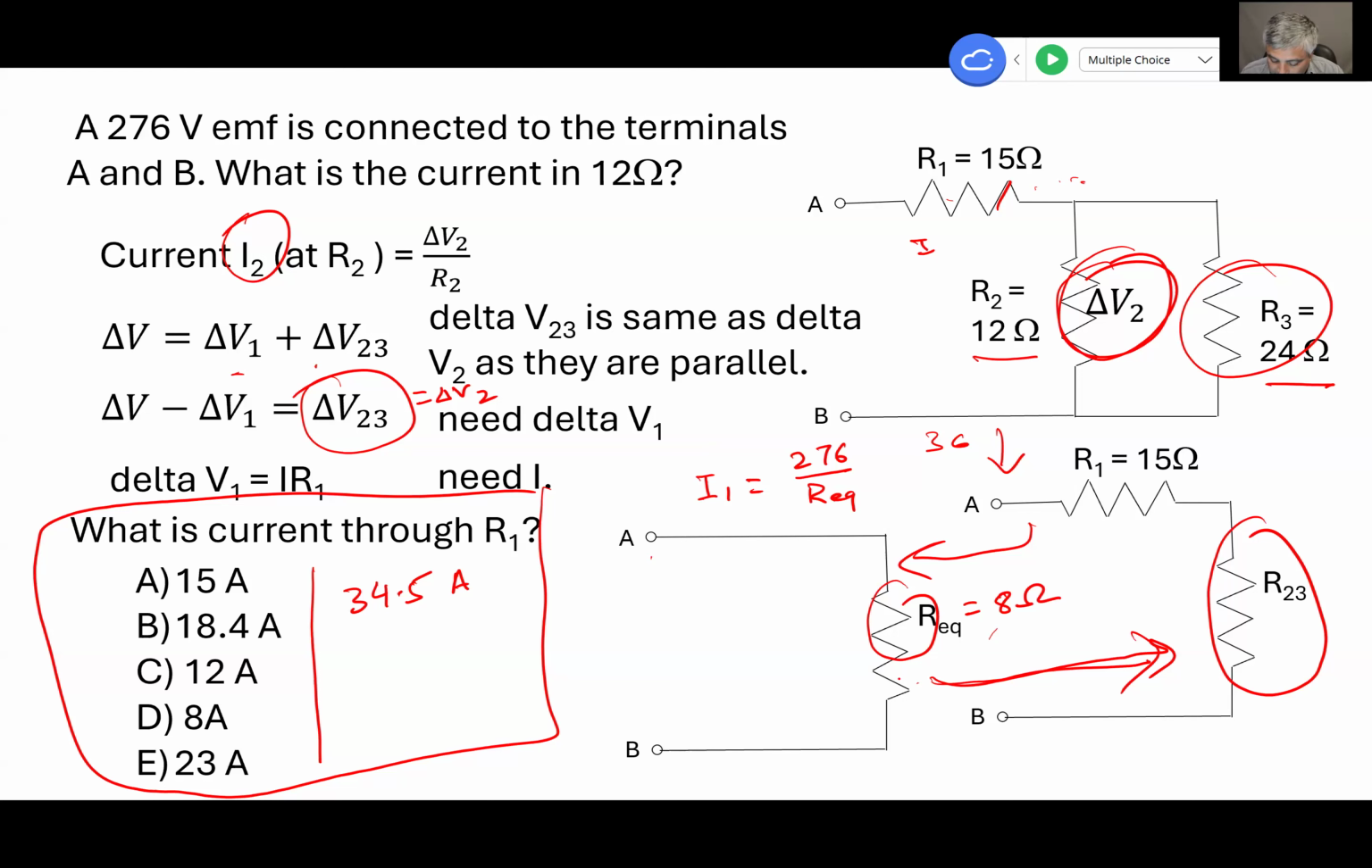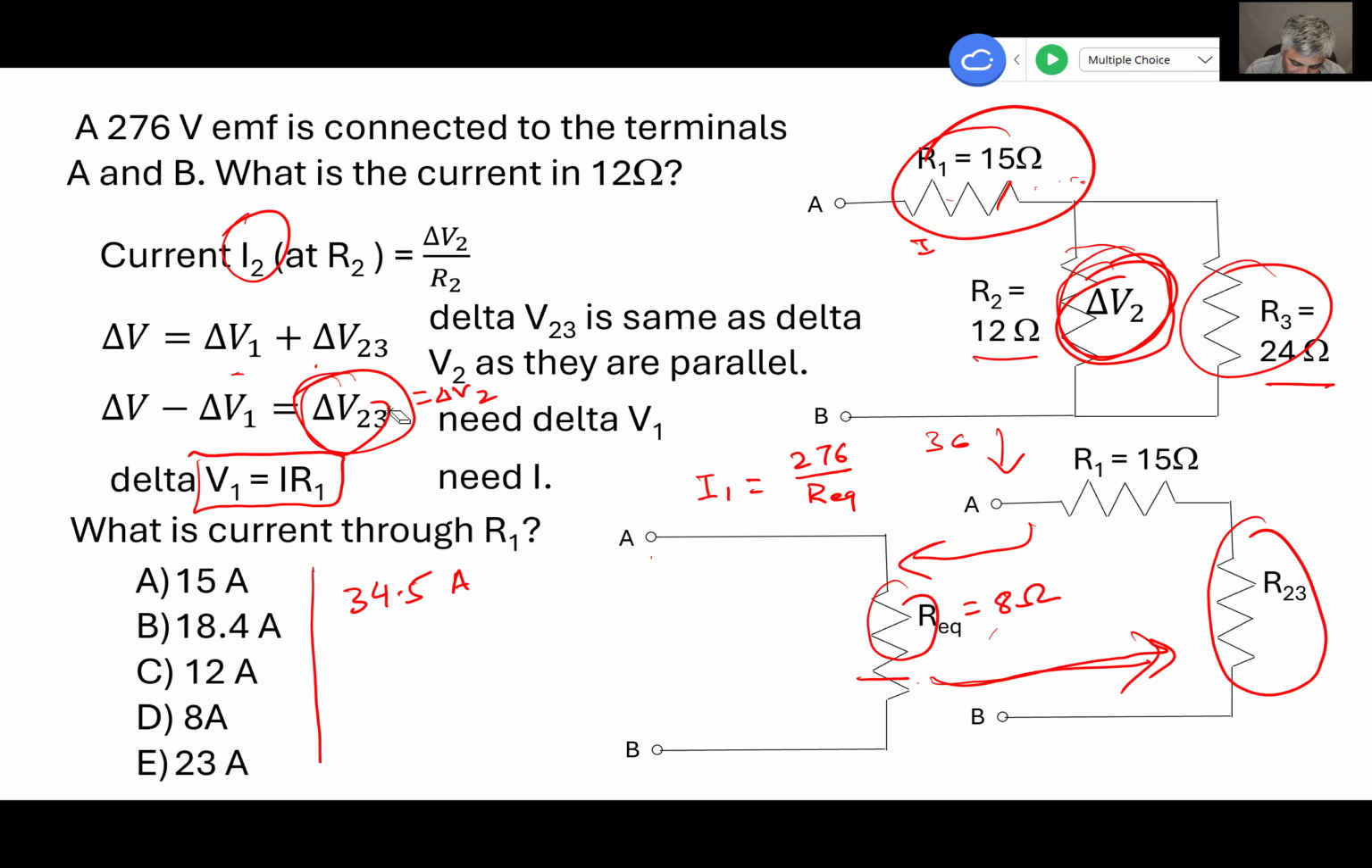Okay, so once we have this voltage over here, now we can find delta V2 by using this formula over there, okay? So for that, we need V is I times R1. So 34 times 15. So this times 15, let's see how much is that. Oh, something is wrong. What number is incorrect here?